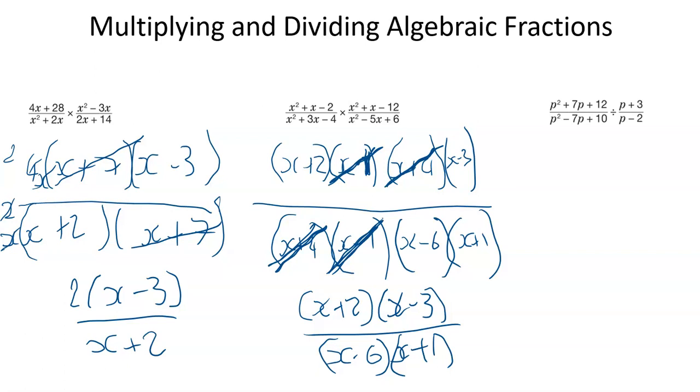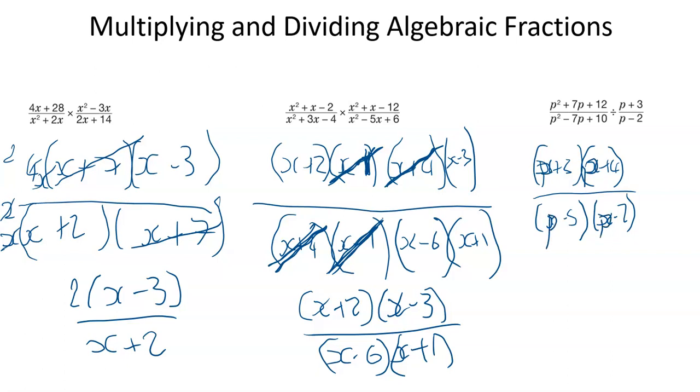This one's exactly the same, but we need to keep change flip because it's got a divide. So let's do the factorising. So 12 to make 7, 3 and 4. I think x plus 3 and x plus 4. Over, and 10 to make this is 5 and 2. X minus 5, x minus 2. Sorry, these should be p, shouldn't they? P, never mind, same thing.